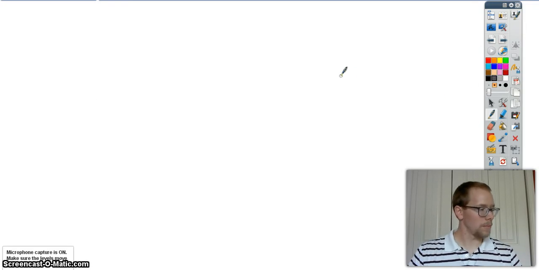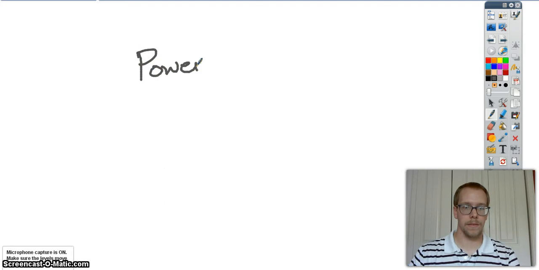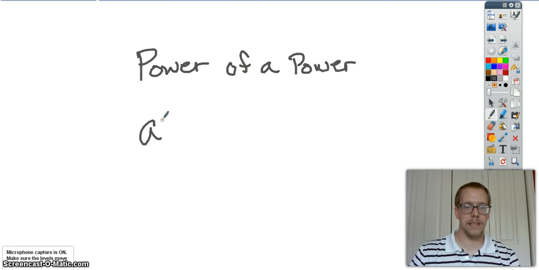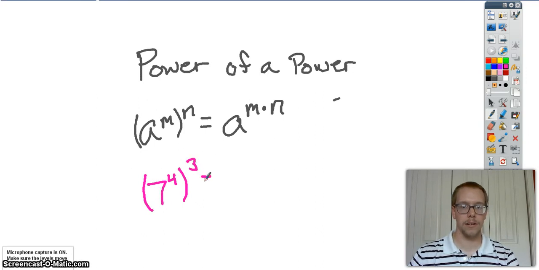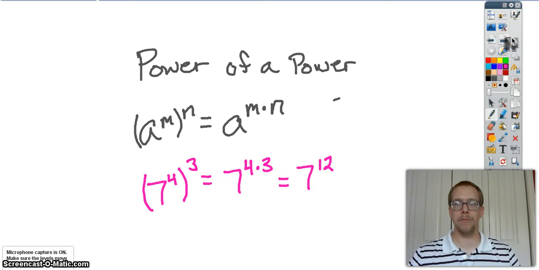Now our next rule will be the power of a power. And often that will be written as a to the m, using parentheses, to the n power. Well, when you raise some base with an exponent to some power, you multiply the exponents. So a to the m times n power. So let's go back to the running example that we have. Say we have 7 to the fourth power, quantity raised to the third power. Well, that's 7 to the 4 times 3 power, or 7 to the 12th power, where 7 is our base and 12 is our exponent. So that's our power of a power rule.